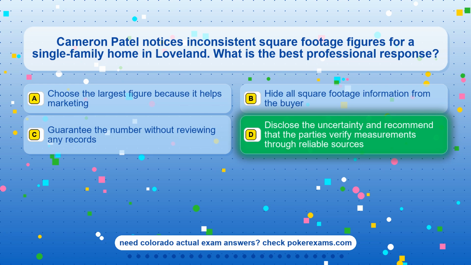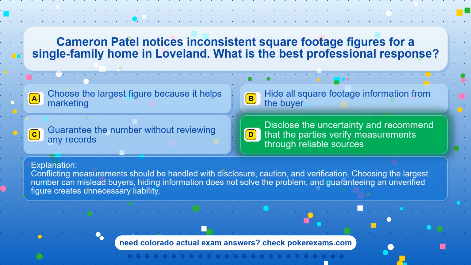The correct answer is option D. Disclose the uncertainty and recommend that the parties verify measurements through reliable sources. Conflicting measurements should be handled with disclosure, caution, and verification. Choosing the largest number can mislead buyers, hiding information does not solve the problem, and guaranteeing an unverified figure creates unnecessary liability.